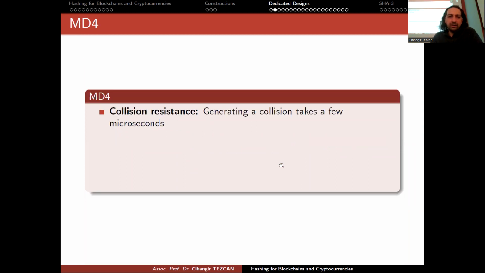The thing is that generating a collision takes a few microseconds on a laptop. So finding a collision for this hash function is really easy. The best publicly known result says that you can find the preimage by performing 2 to the 95 operations. But since this is an old algorithm, people didn't work much on it. Maybe if you focus on it, you can find better attacks, or maybe intelligence agencies already discovered better attacks, okay?